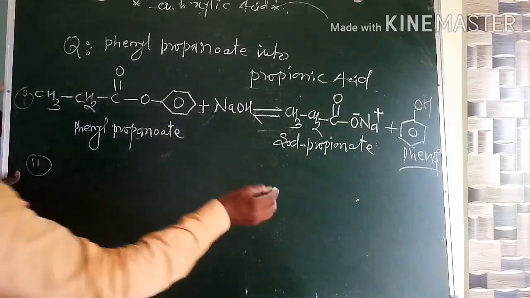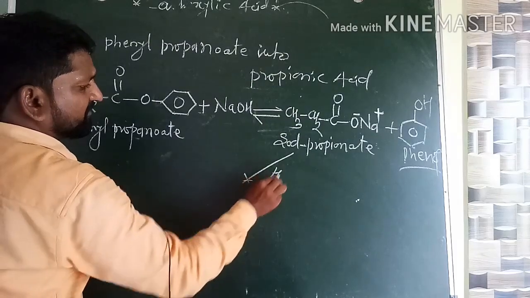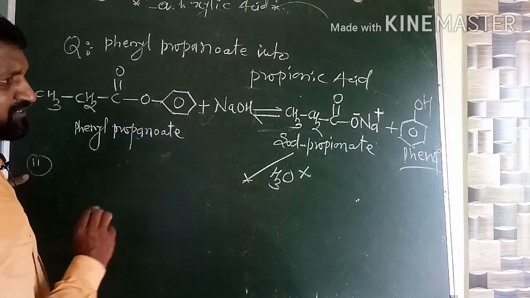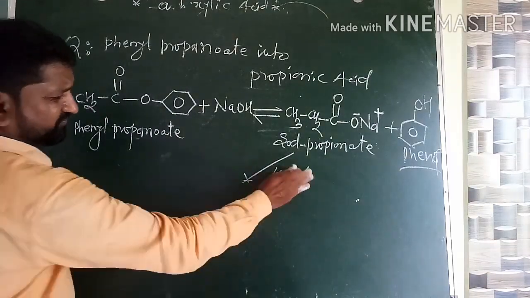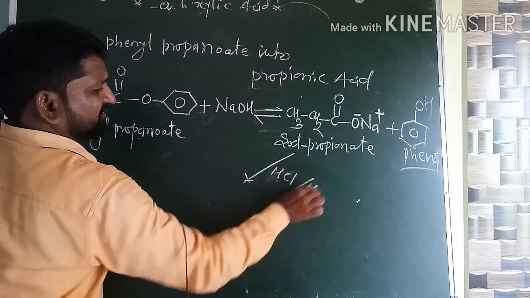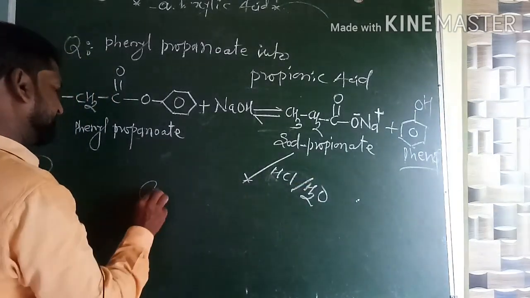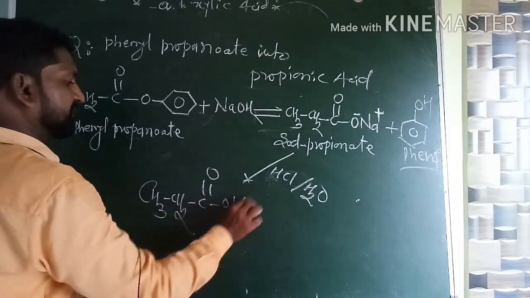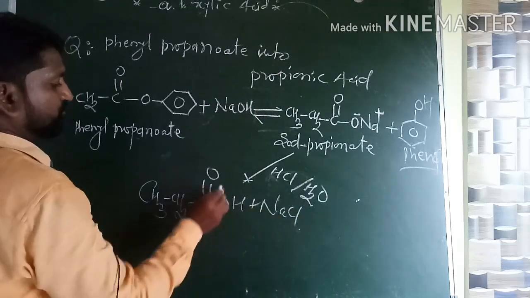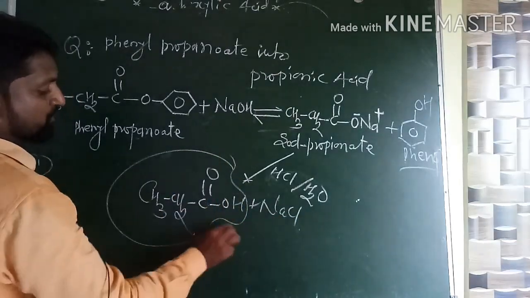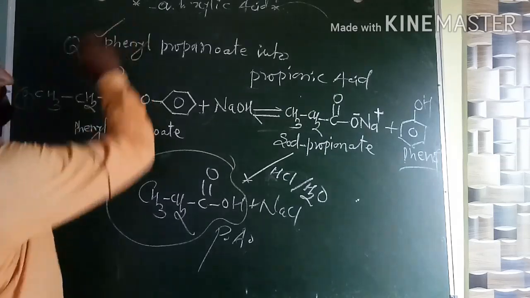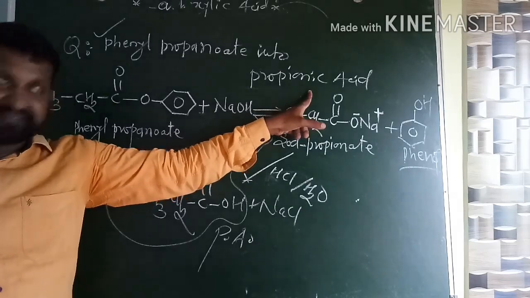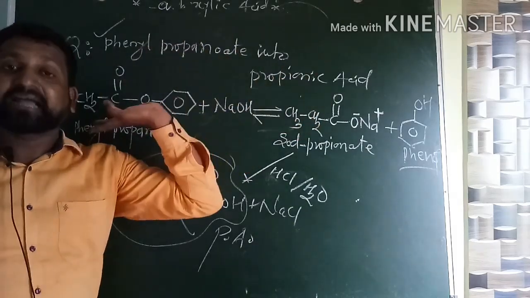Therefore, step 1. Step 2. Or directly we can write here acid hydrolysis. Simply take HCl here. You will get CH3, CH2, COOH plus NaCl. What is this? Propionic acid. Okay. Phenyl propanoate into propionic acid.